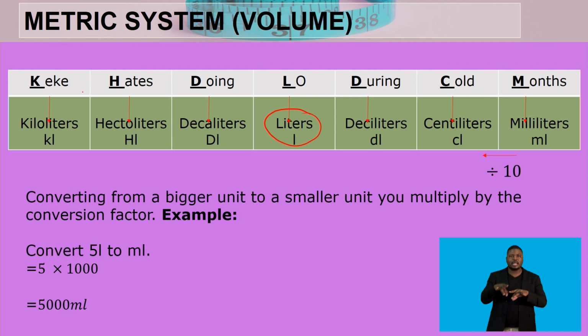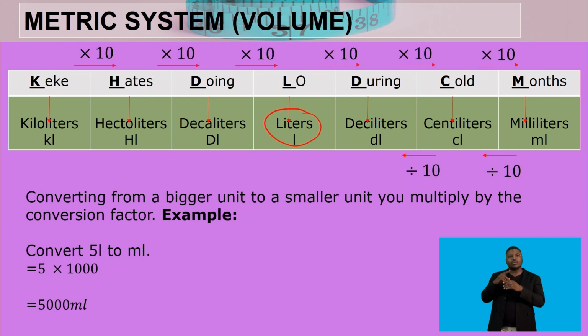So we say Keke hates doing LO for life orientation during cold months. So we've got the math, we've got the geography, and we've got the LO. The LO is when we are dealing with volume, the math is when we are dealing with length and distance, and the geography is when we are dealing with mass and weight. When we are converting from a big unit to a small unit, we multiply by the conversion factor. When we are moving from a small unit to a big unit, you divide by the conversion factor.